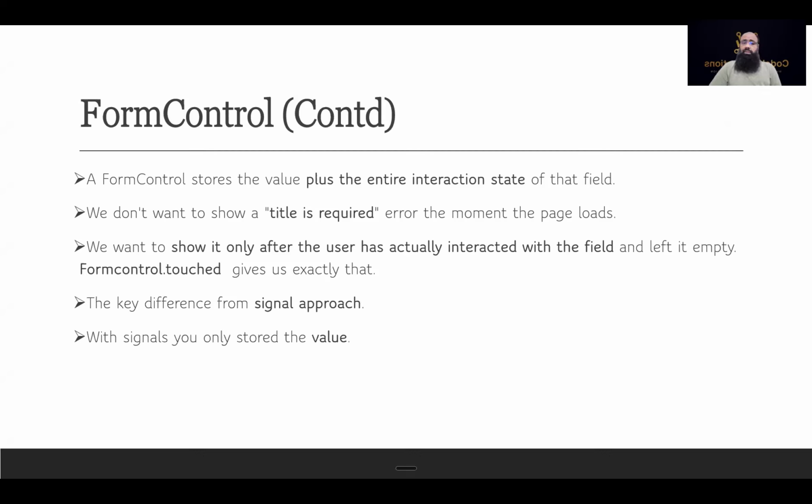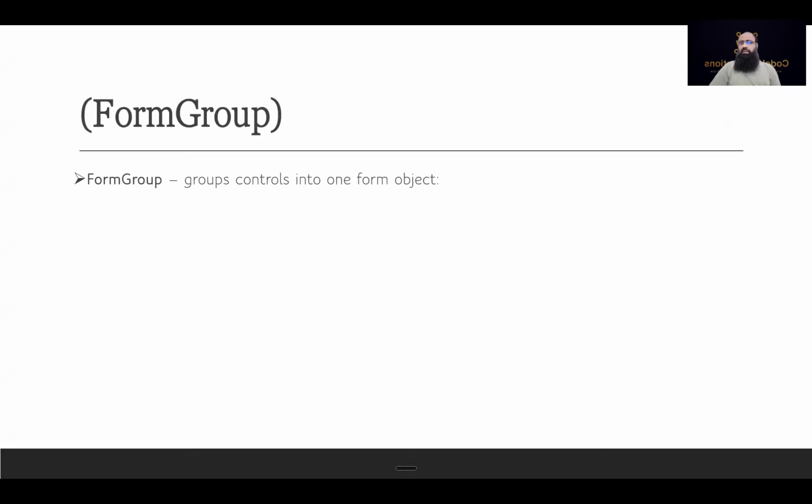Then what's the difference from the signal approach? Signal was only keeping the value. So as I already mentioned, then comes the form group. Form group controls, like it groups, as the name suggests. It's a form group. So what does it do? It groups controls into one form object.